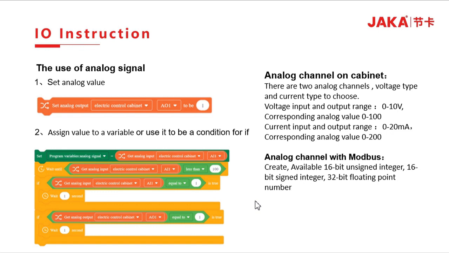Analog has two different channels, voltage type and current type. You can see on the right the voltage and current range for analog values. Analog can also be used with Modbus.